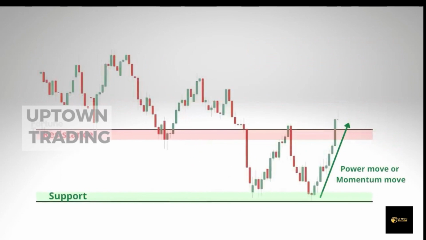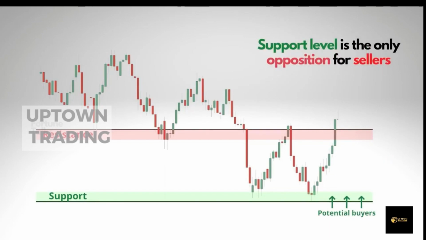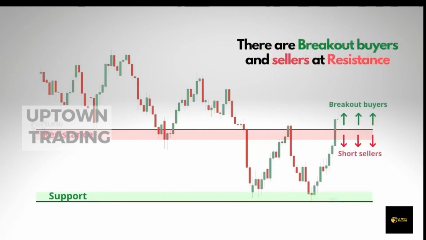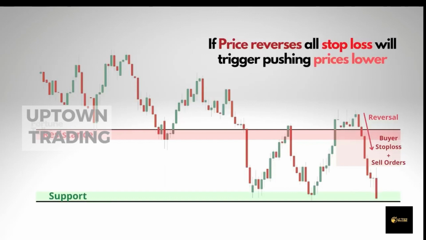In this case, let's talk about a resistance level. It means that there are no intermediate swing levels to support these higher prices, or no obvious levels for the buyers to come in and oppose the sellers if they sell at the resistance. Now the only possible area for buying is the previous support level, and so there will be a lot of sellers waiting at the resistance to sell, and also a lot of buyers who look to buy the breakout and place their stop losses below the resistance. Now there is a cluster of sell orders below the resistance from both the sellers and the buyers, and if the price manages to reverse, all of these stop losses would be triggered, which will induce further selling in the market, and the market will reverse even lower.